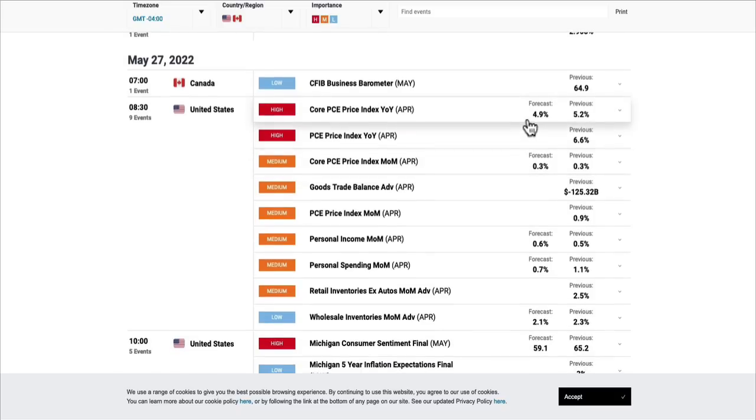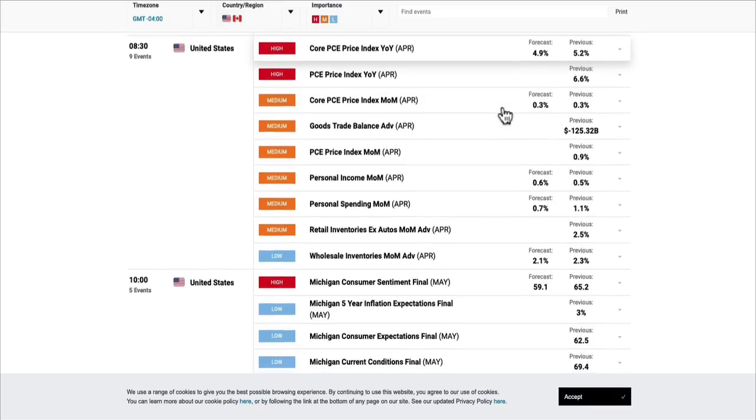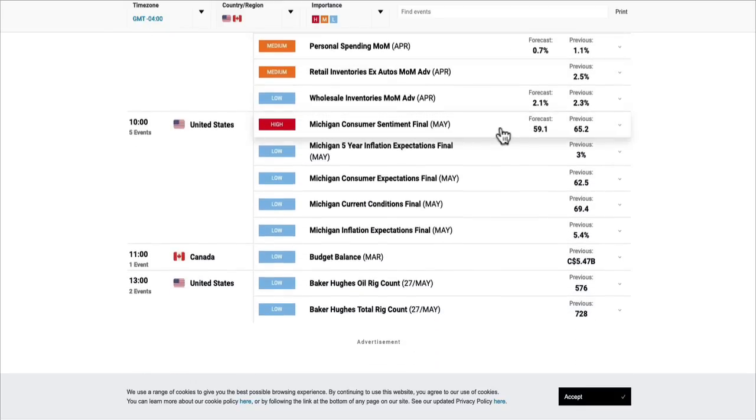But if that came in at like 5.9, and it could get pretty bad. Then we have consumer sentiment, Michigan consumer sentiment, still at 59.1. 59.1 is considered quite low, but it's still 59.1. Expected to come in lower than previous, which was lower.